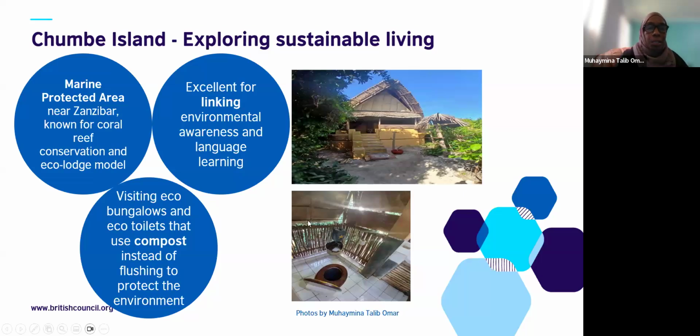So now let me talk a little bit about the island. The island is a marine protected area, 40 to 45 minutes from Zanzibar, and it is known for coral reef conservation. It's an eco-lodge model, and it's a plastic-free area. It's also a very important place for connecting environmental awareness and language learning. It's also famous for the eco bungalows and eco toilets, which use compost, as I have said, instead of flushing, so as to protect the environment. Next slide.